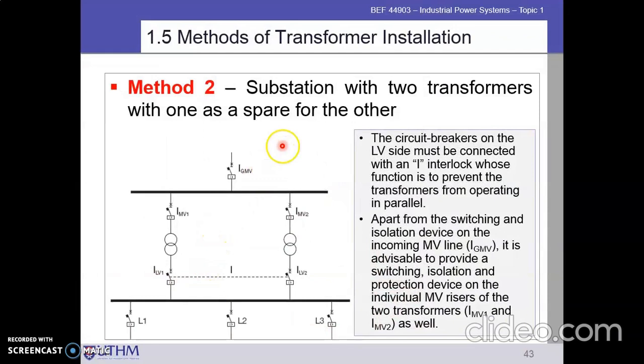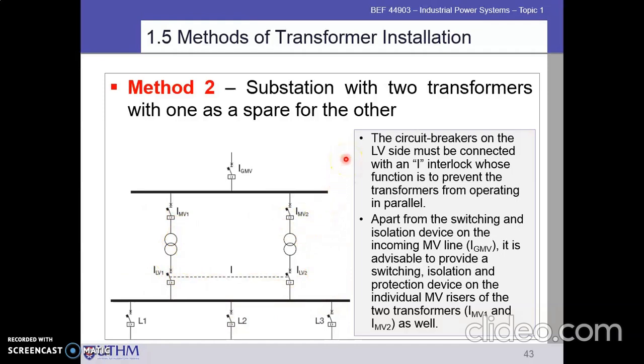Okay, method 2, substation with 2 transformers with one as a spare for the other. Okay, this one is from transmission. We have 2 transformers, and from the 2 transformers going to the load. It means that these loads L1, L2, L3 share the supply from transformer 1 and transformer 2.